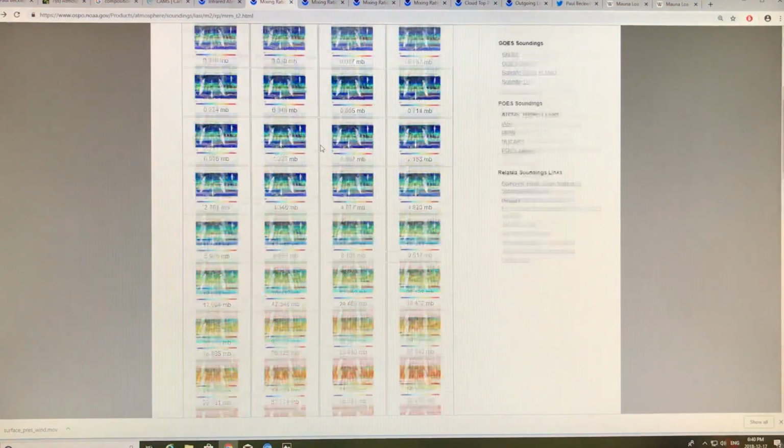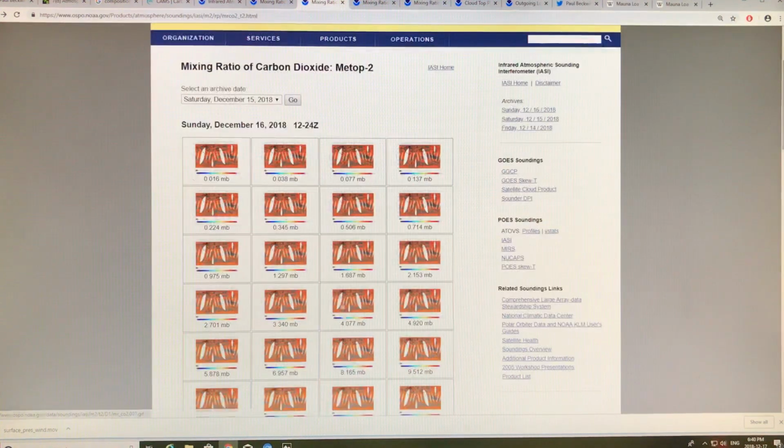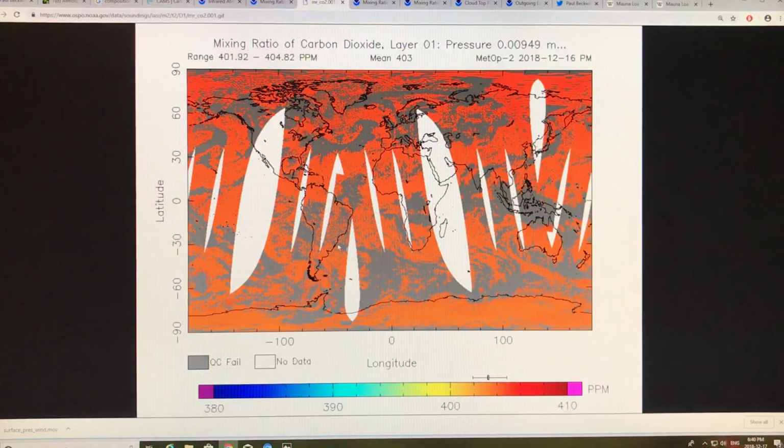Okay, now, I did the same thing for CO2, the mixing ratio of CO2. So up really, really super high in the atmosphere, the levels are roughly between 402 and 405. Okay, so they're dispersed evenly around the planet, according to this.